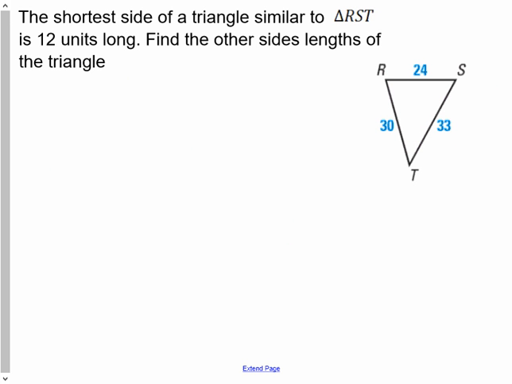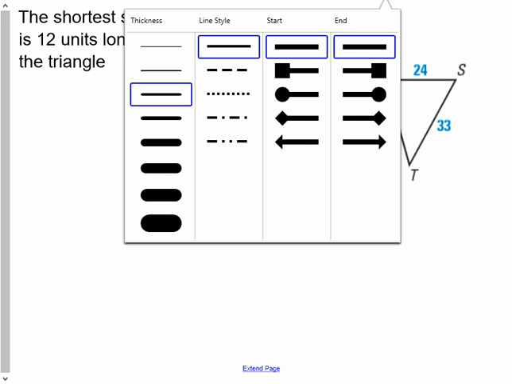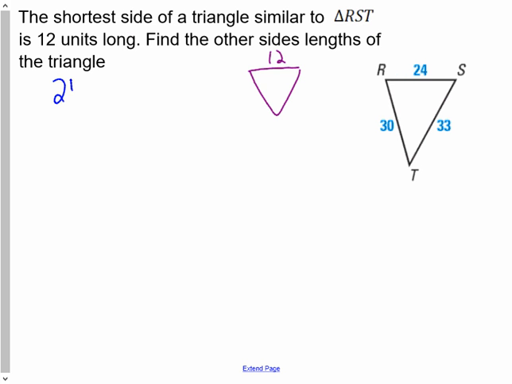Shortest side of a triangle, RST, is 12 units long. Find the other side lengths of this triangle. So we've got two similar triangles, and we don't see the third triangle and this other triangle. But basically, they're saying this triangle is similar, and you've got 12 here. Find the other lengths. So what we're doing is 24 to 12 gives us a 2-to-1 scale factor between the seen triangle and the unseen. What are the other two sides?